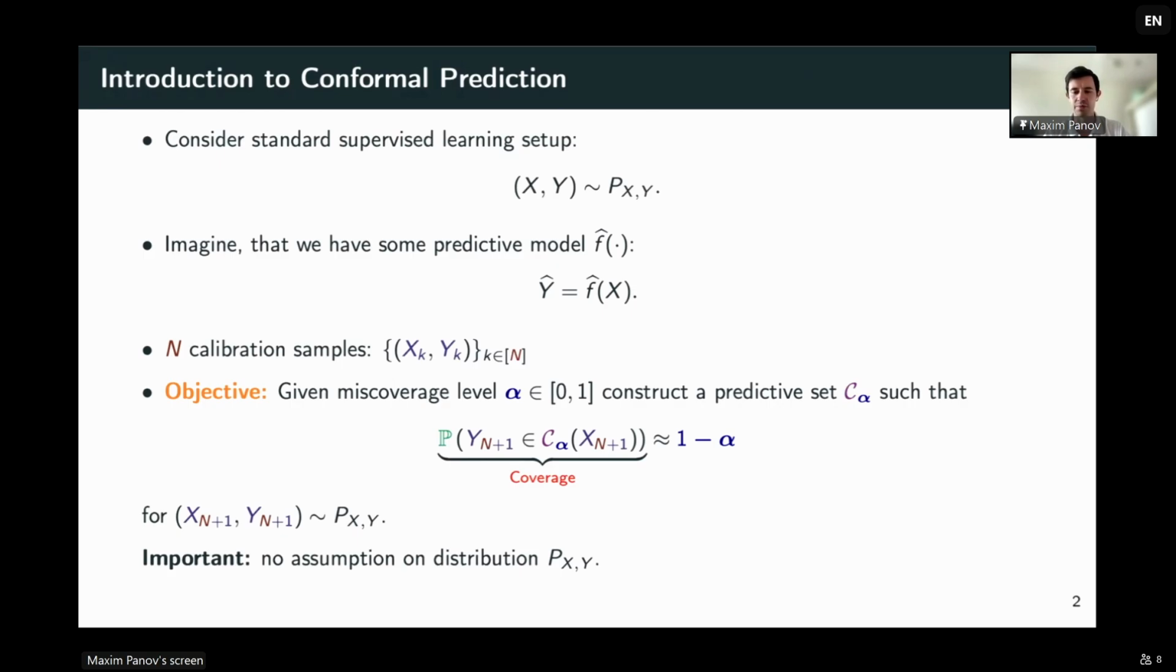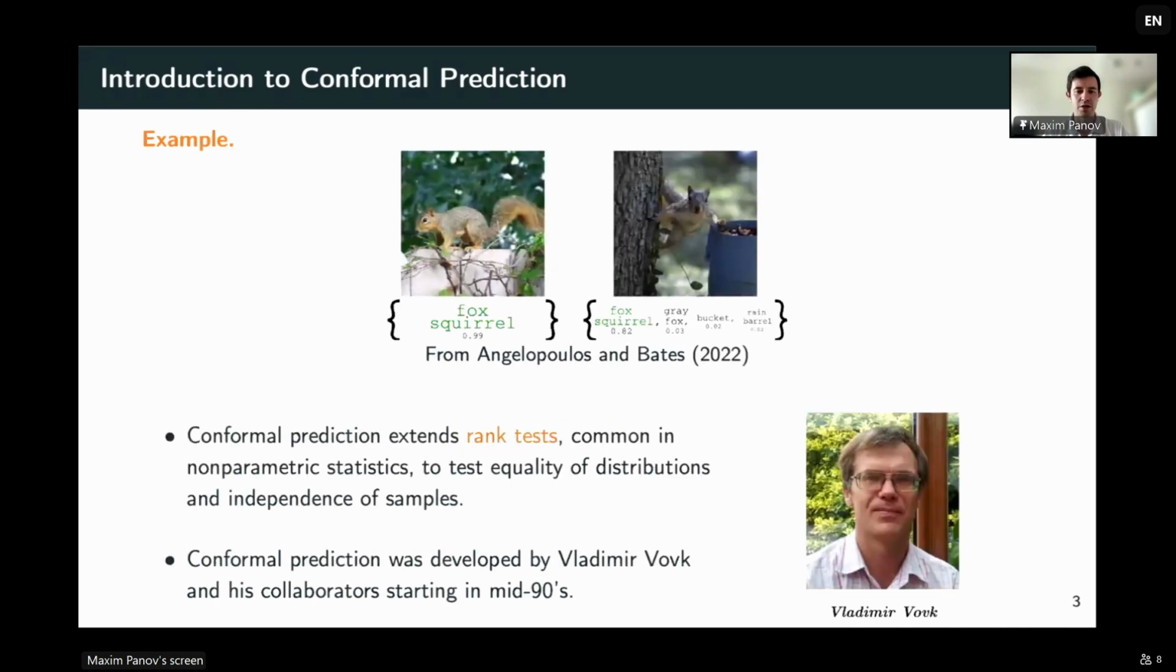on the distribution P_XY. Conformal prediction was developed in the mid-90s by Vladimir Vovk and his collaborators, and it was a certain extension of rank tests which are common in non-parametric statistics.